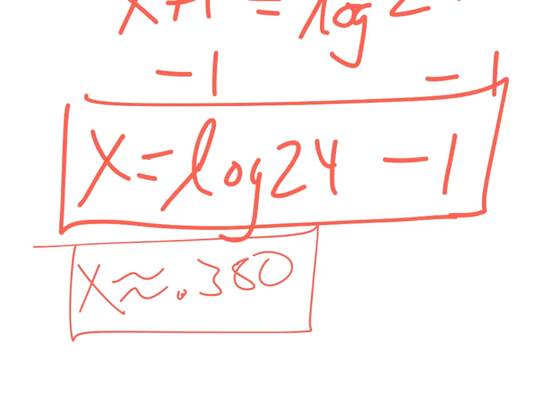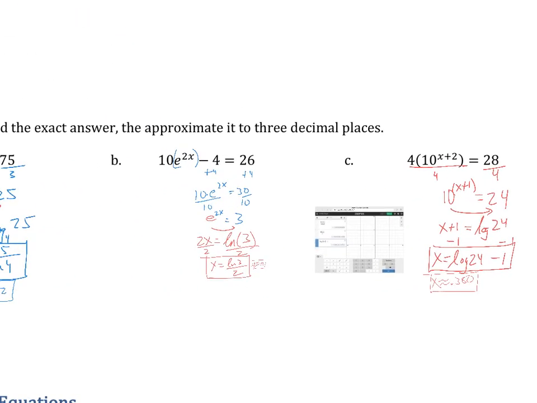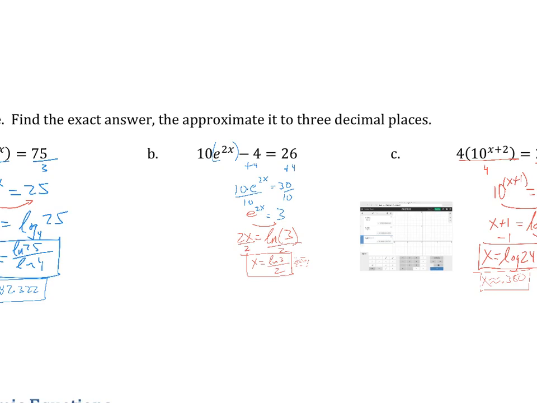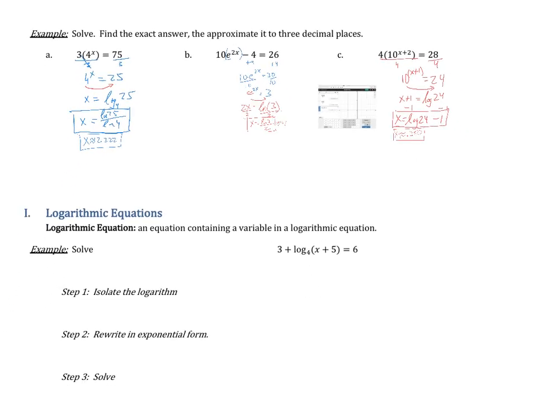All right, so again, the exact has a logarithm in it. In the approximate, it has a decimal. All right, so that's the idea. Again, get the exponential all by itself, then change the exponential function into a log function, and you're good to go from there. Okay, well, what if we have a logarithmic function?